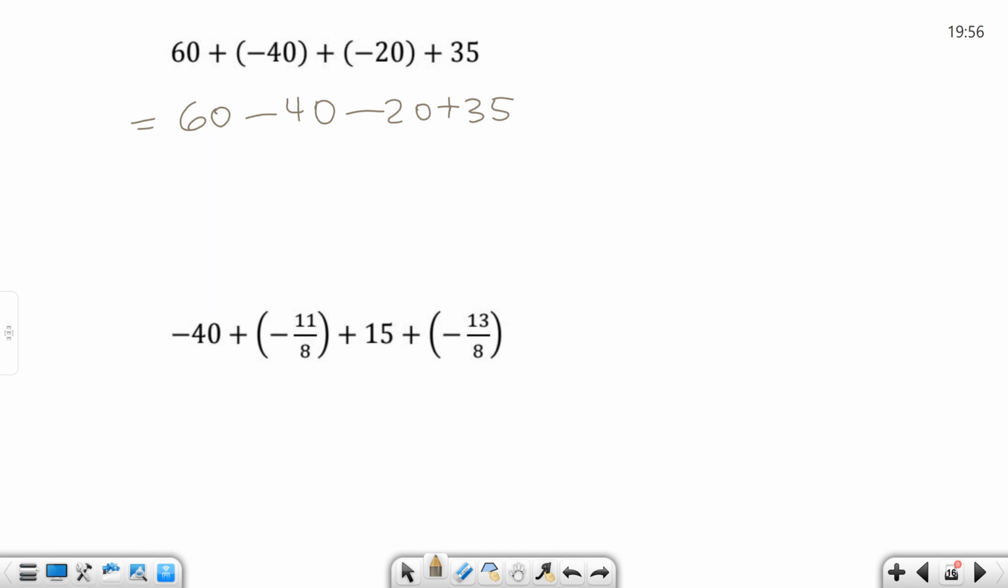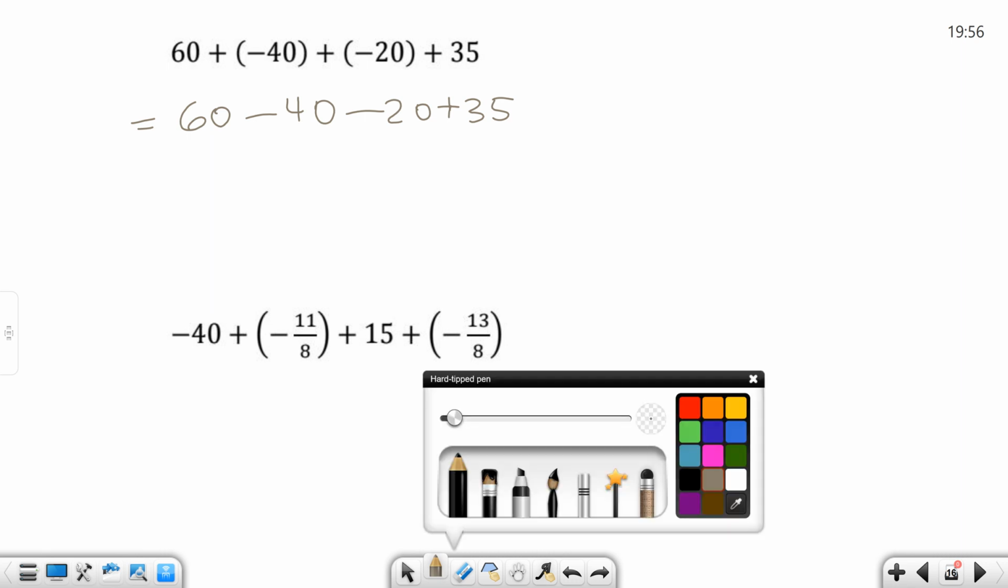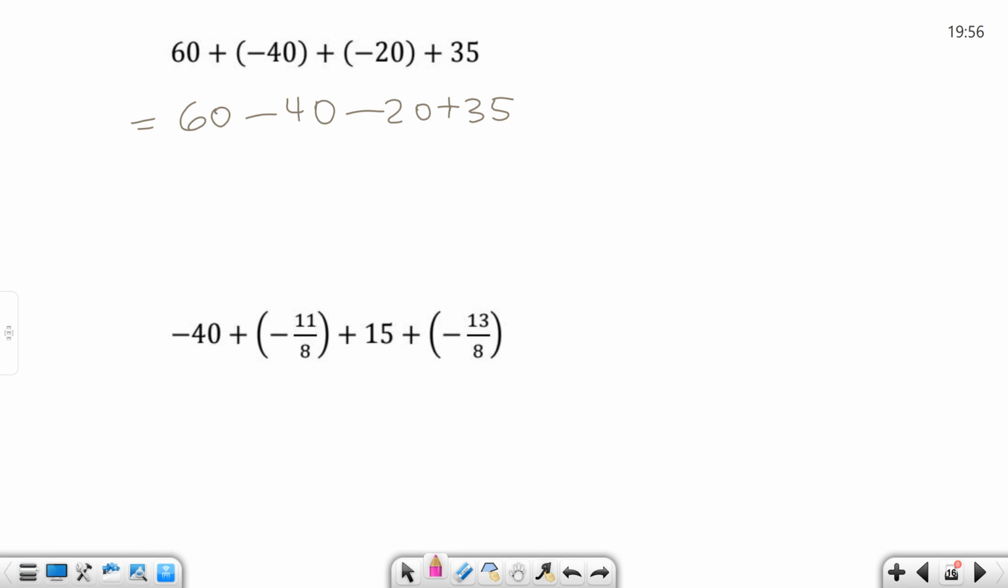So here, when you add or subtract, you can do that in any order you wish. So what I'm going to do is just start with the first two terms and put them together. And then we'll put these two terms together. So 60 minus 40 is what? 20. The signs are different. 60 is positive, 40 is negative. Subtract, 60 minus 40 is 20, and take the sign of the larger. 60 is positive, so 20 is positive.